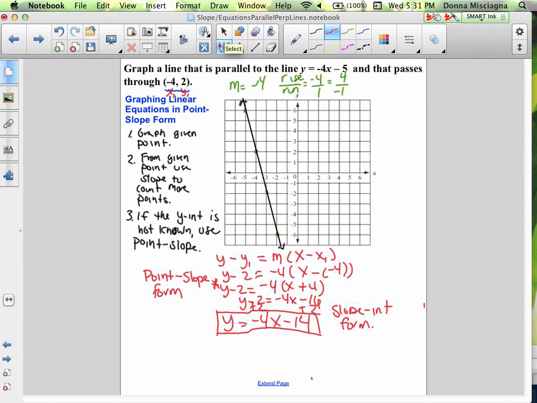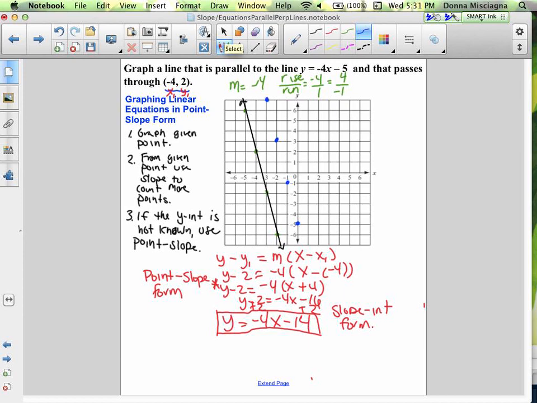Just for comparison, let's see what the graph of the parallel line looked like. All right, so we have a y-intercept of -5, and then a slope of -4. We're not going to be able to count down and to the right, so we'll definitely have to count up 1, 2, 3, 4, and to the left.